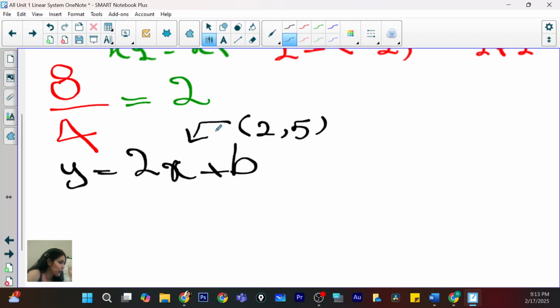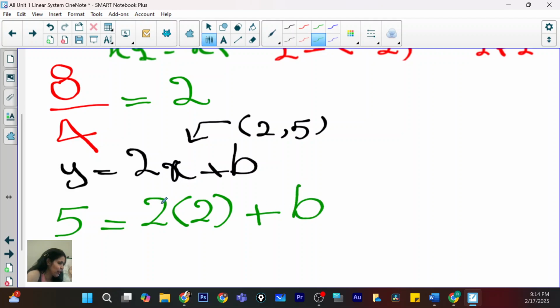So instead of y, put 5. So it's going to be 5 equal to 2. Instead of x, put 2. 2 times 2. You can put bracket or plus b, multiplication. Bracket means that 2 times 2. And then you have 5 equal to 2 times 2, 4. 4 plus b.